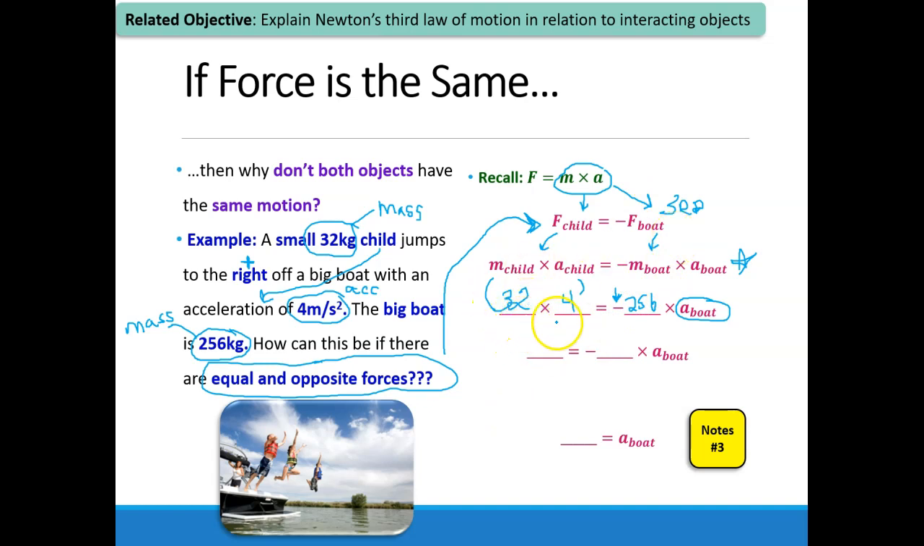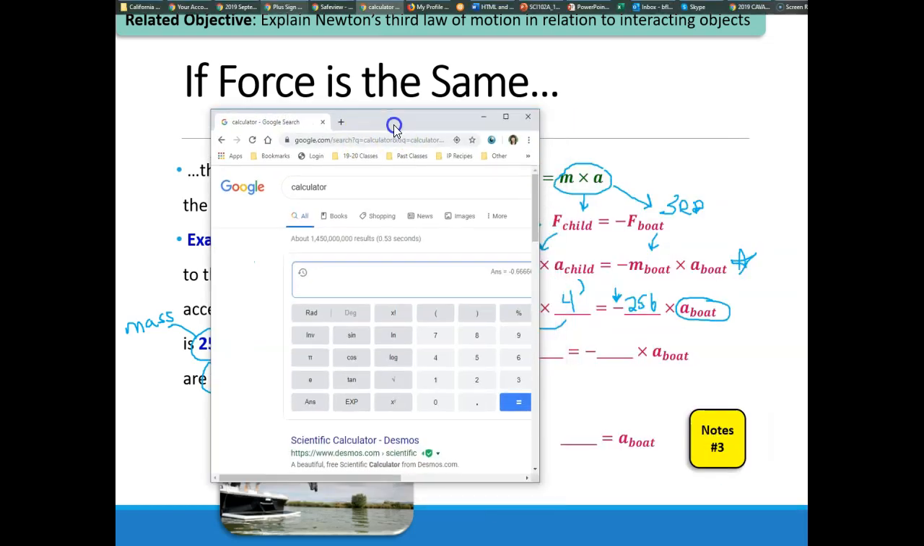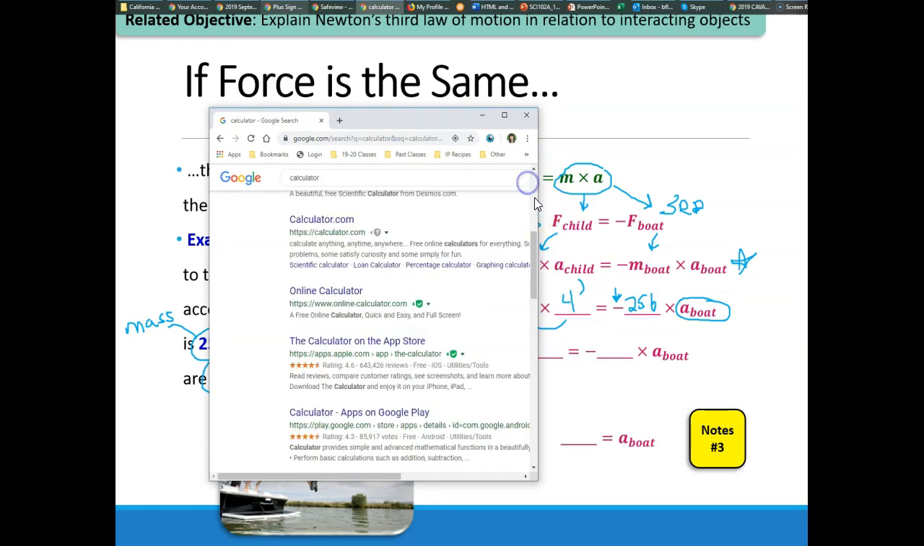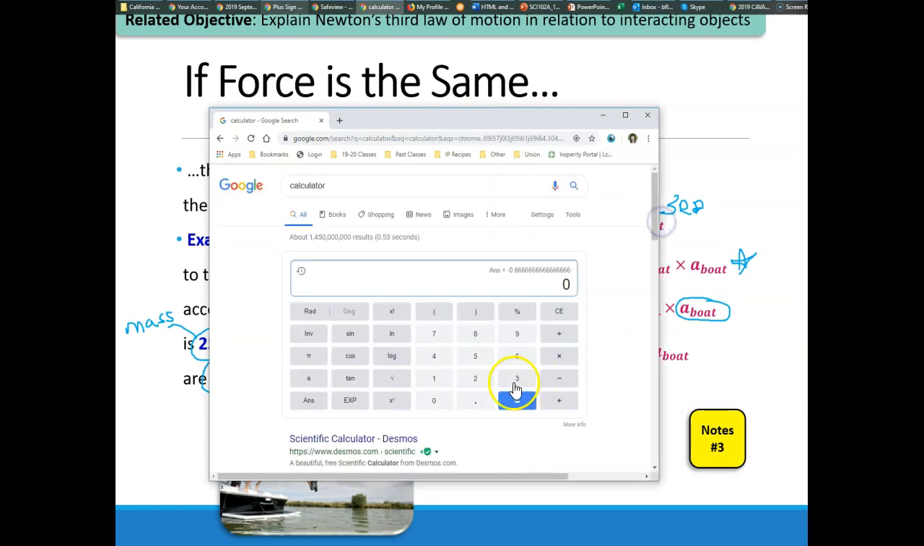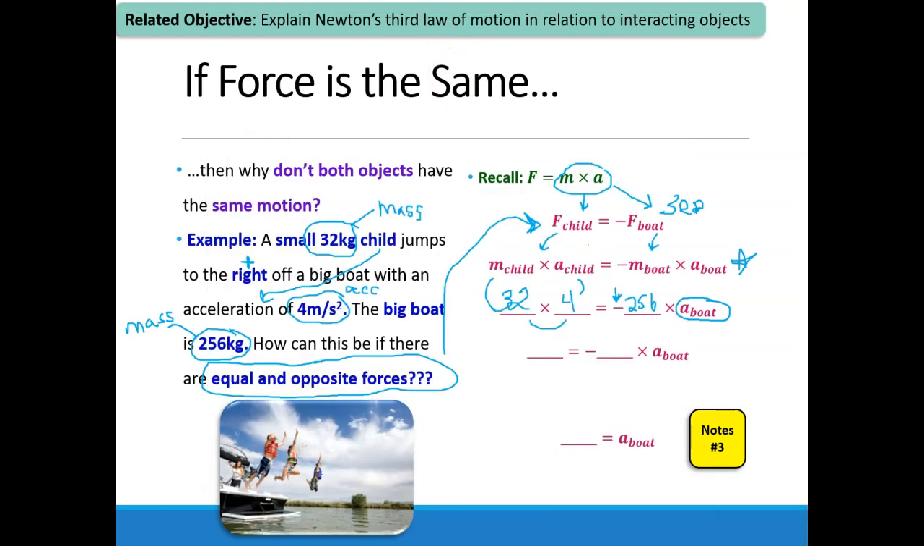So first, on the left side, we can actually simplify this. 32 times 4 is something that we can easily do already. So I'm going to open up my calculator, and that's 32 times 4, which equals 128. So over here, I'm going to say that 32 times 4 equals 128 on the left side of my equal sign. And on the right side, I'm going to keep the negative 256, because we're not ready to get rid of that yet.